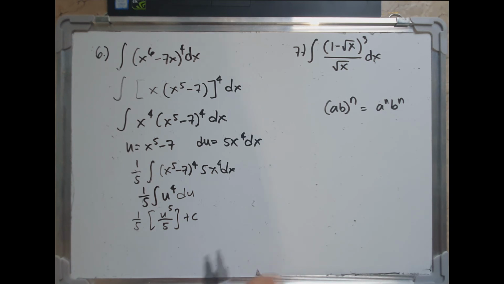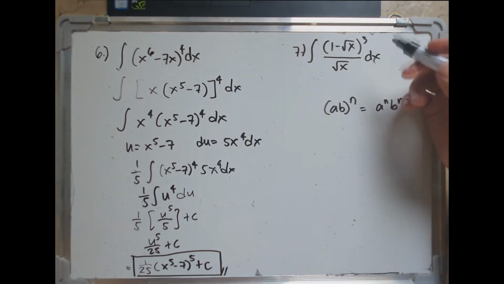So resulting to u raised to the power of 5 whole over with 25 plus c. The final answer will be, let's have 1 over 25. Our u is x raised to the power of 5 minus 7 raised to the power of 5 plus c. Now this will be our final answer.